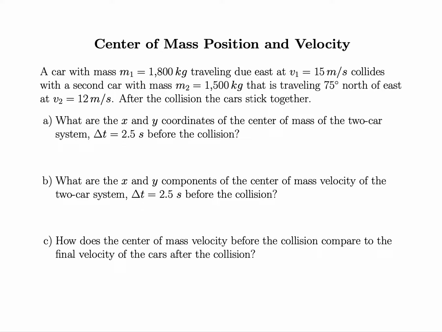In this example, we'd like to calculate the x and y coordinates of the center of mass of the two-car system, let's say 2.5 seconds before the collision. And we'd also like to calculate the x and y components of the center of mass velocity of the two-car system at the same time, 2.5 seconds before the collision. The reason for working through this is to compare the center of mass velocity that we calculate before the collision to the final velocity that we calculated in the previous problem after the collision. Because there's a connection here, it's at the heart of conservation of momentum, as a matter of fact.